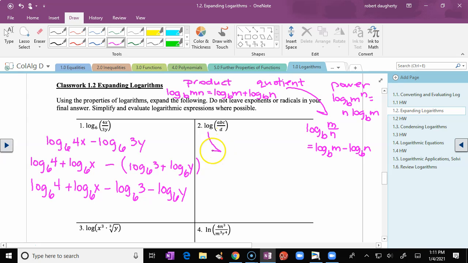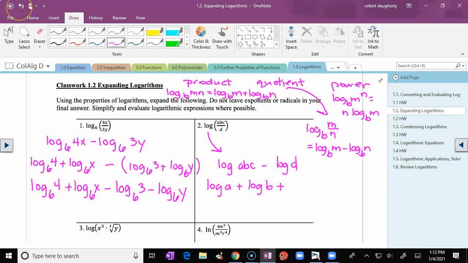Looking at the next one, start out with a quotient. This is the log of ABC minus the log of D. Now let's use the product rule. This is the log of A plus the log of B plus the log of C minus the log of D.